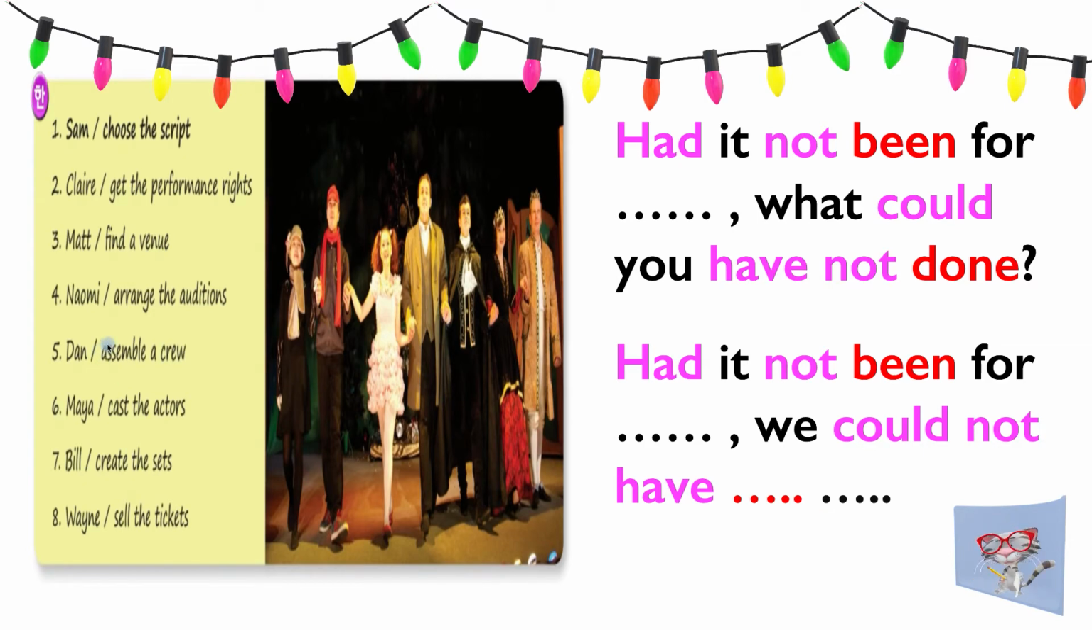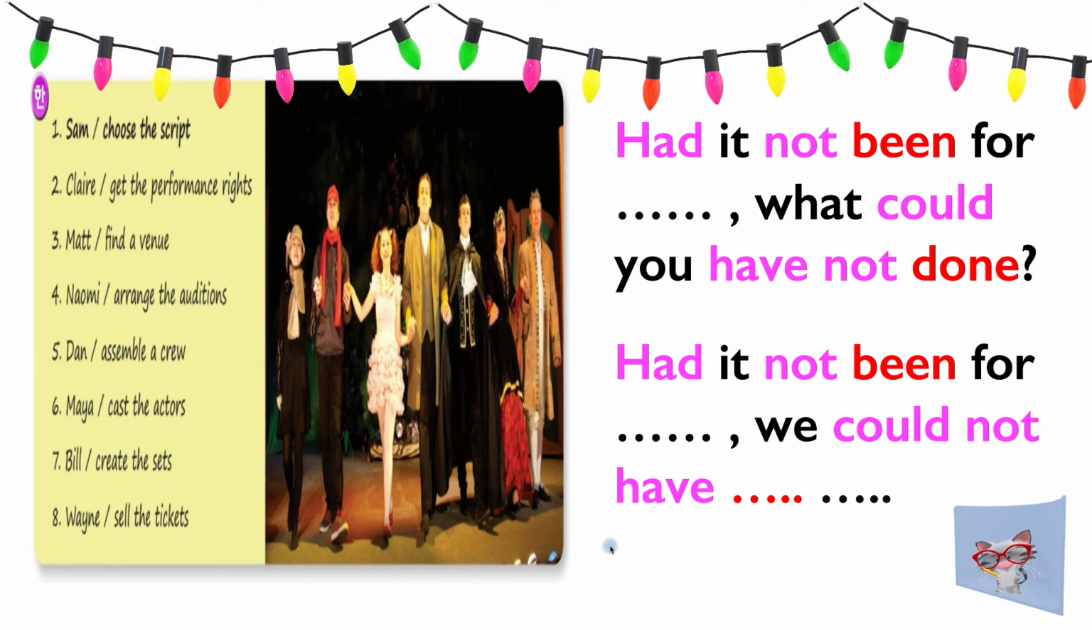Had it not been for Naomi, what could you have not done? Had it not been for Naomi, we could not have arranged the auditions. So arranged is regular, arranged with a D, so arrange the auditions. And so on. So we've got Dan, assembled, Maya, cast. Cast it. Becomes, no, strangely that one's cast. You'd think it's regular. That's irregular. Yes. We could not have cast the actors. Bill, created, regular, and Wayne, sold the tickets.